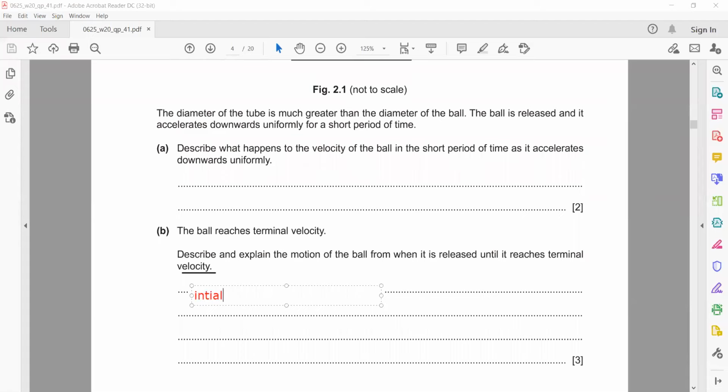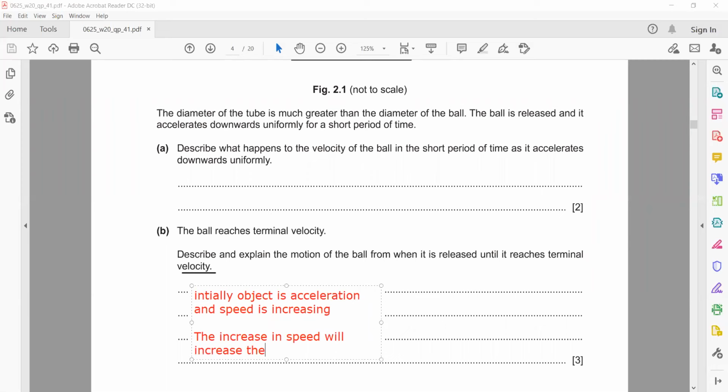Initially the object is accelerating, and speed is increasing. When the speed is increasing, what happened? The increase in speed will increase the frictional force or drag force. Drag force means the force which opposes the motion, which reduces the resultant force.